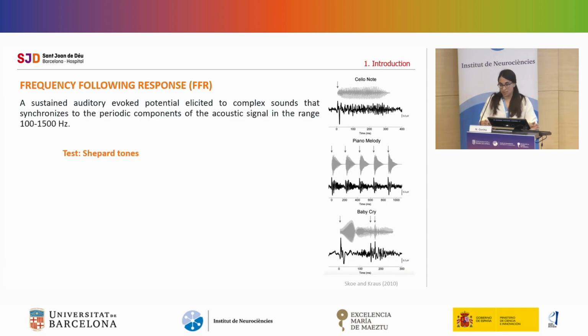To analyze this, we use what's called the frequency following response, which, in complicated words, is a sustained auditory evoked potential elicited by complex sounds that synchronizes to periodic components of the signal. In easy words, it's a response of the neurons that mimics the incoming sound. In gray here, you see the stimulus, and in black the response of the neurons. If we change the stimulus from a cello note to a piano melody, the response of the neurons changes, mimicking the incoming signal.